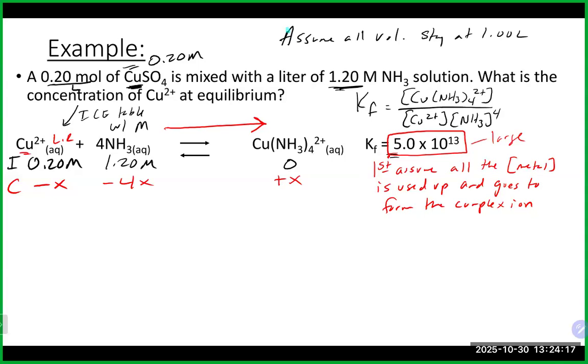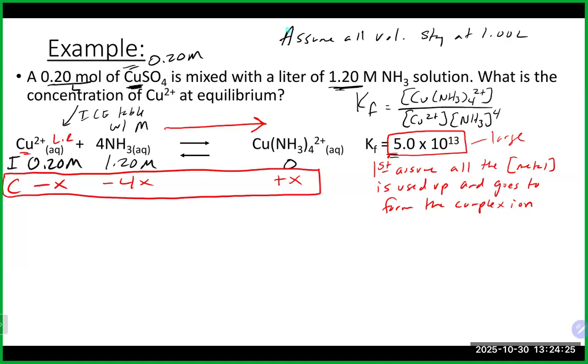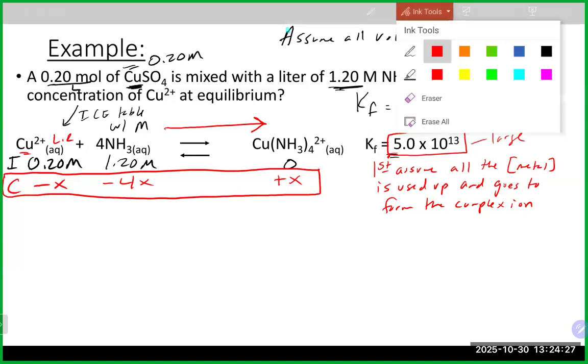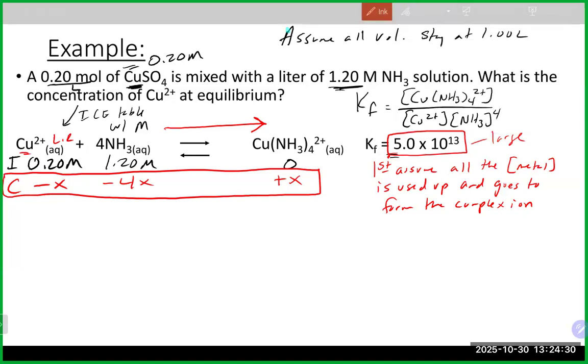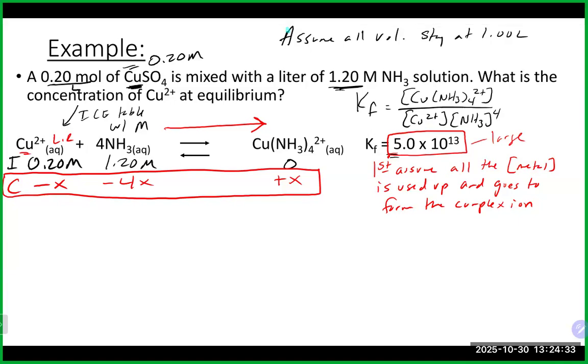So when we assume that, we change our calculation a little bit here in the change part of it. And instead of using X's, we actually know what our change is going to be. It is always going to be the metal ion that is the change. So instead of using X's, we'll just go minus 0.2. This would be minus 4 times 0.2, right? Again, we still have to take the coefficient into account. And this would be plus 0.2. Any questions on that?